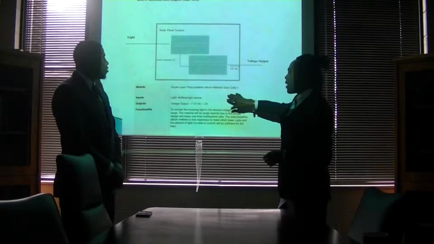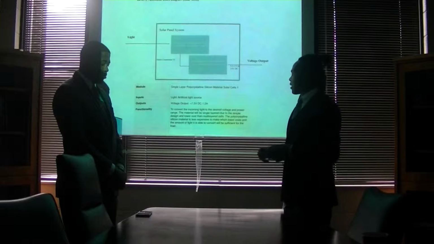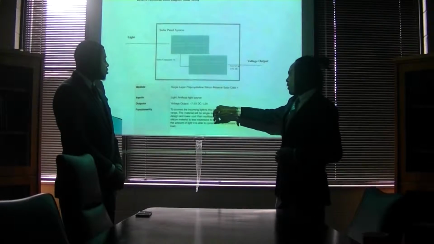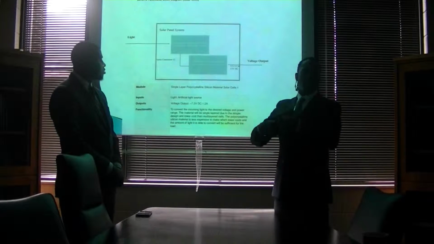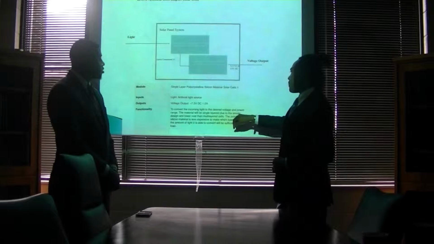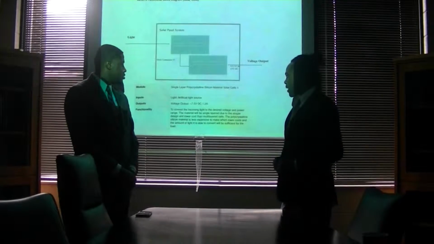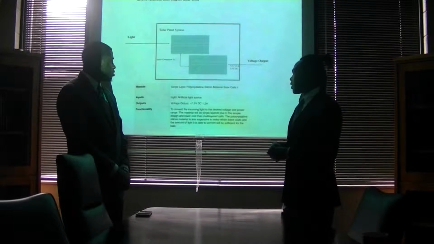Here you can see we named our module single layer polycrystalline silicon material 1, which is going to receive the artificial light coming in. One of the solar panels will hold about 7.5 volts. It'll be to convert the light coming in to the voltage and power range. The material will be a single layer due to the simple design and lower cost.